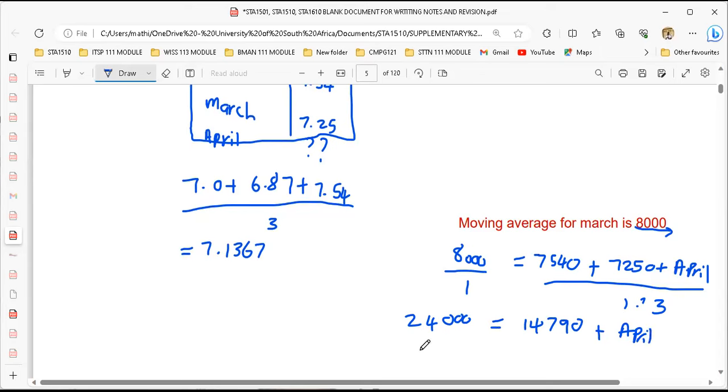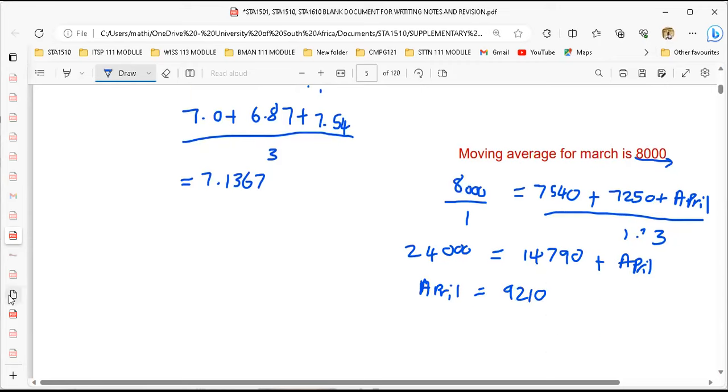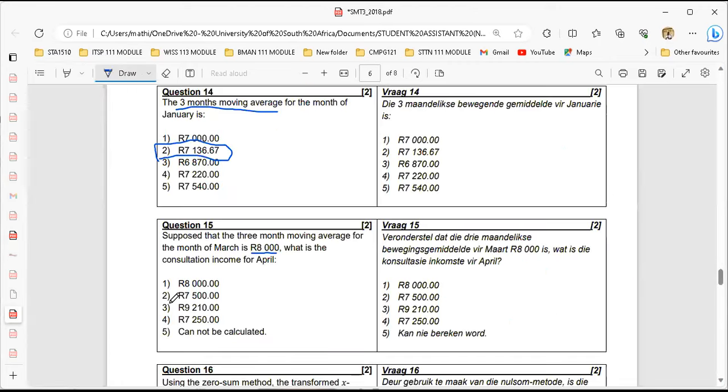So now I need to find the value of y for April. So I'm going to say for April, it is equal to 24,000 minus 14,790. The answer I got is 9,210. This is my answer. Let's go and check our options there. This is our answer, 9,210.